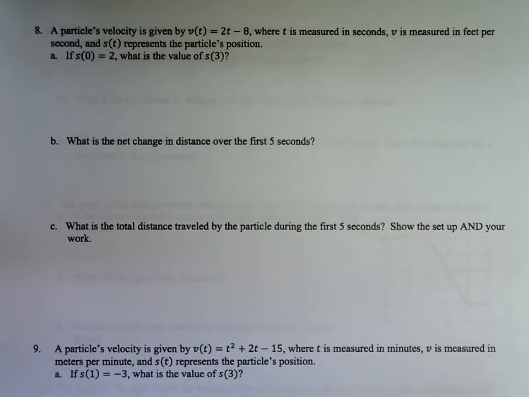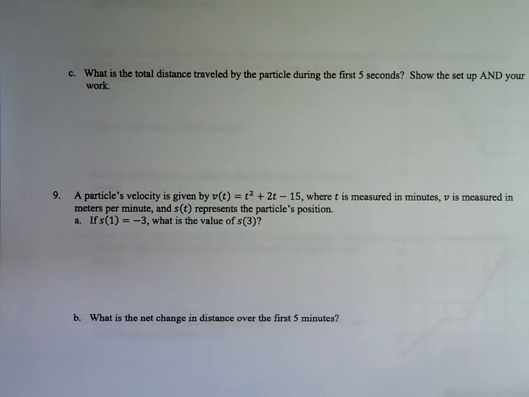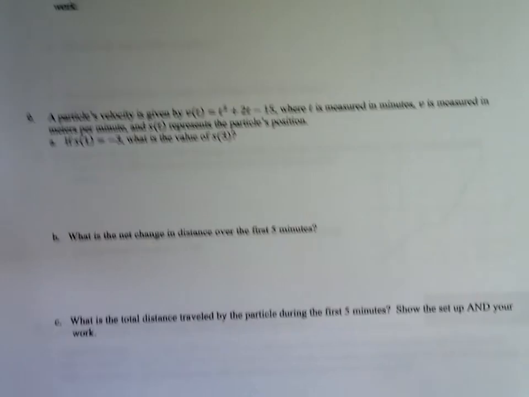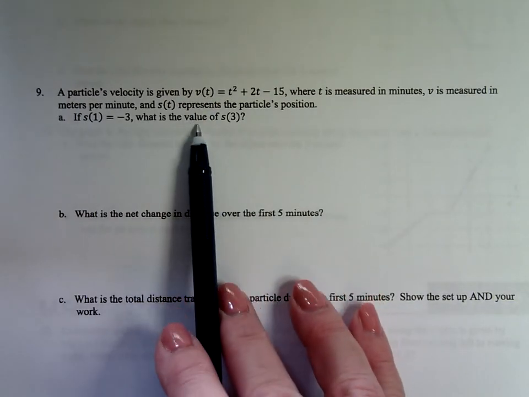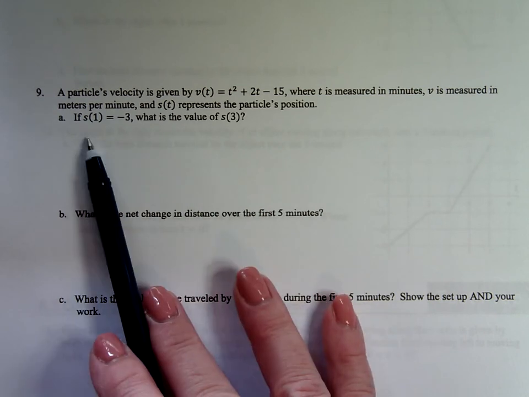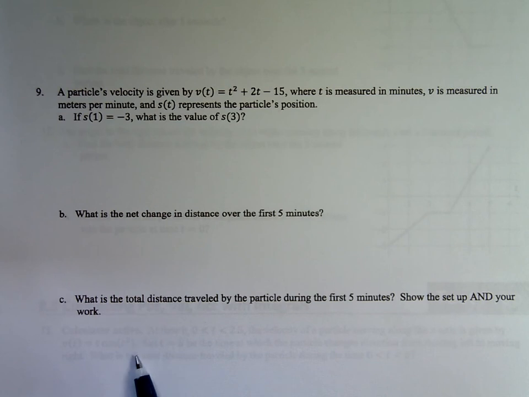This kind of summarizes the entire section a bit because it's taking you from what the value of the function is at its position, what the net change of distance is, and what the total distance is. So it's a summary of a lot of the things that we talked about. A particle's velocity is given by this function where t is measured in minutes, v is measured in meters per minute, and s of t represents the particle's position.